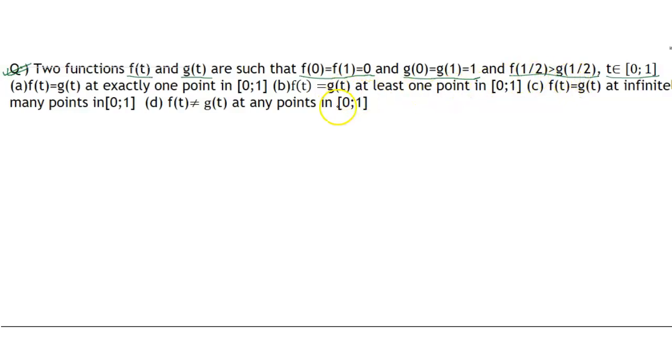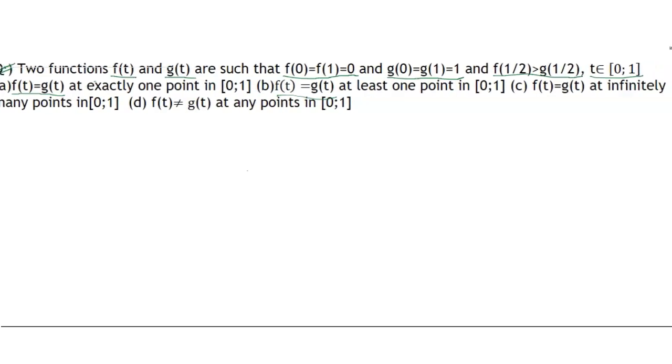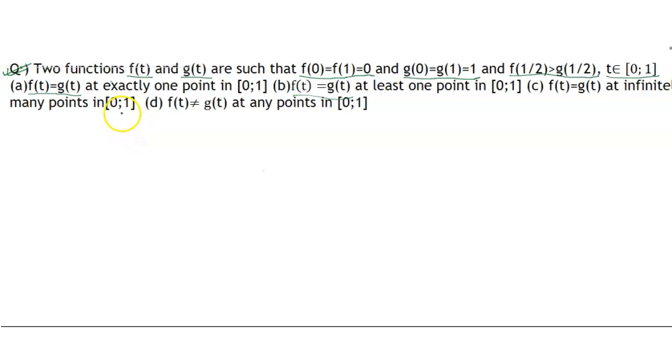Then, t belongs to [0, 1]. Option A: f(t) equals g(t) at exactly 1 point in [0, 1]. Option B: f(t) equals g(t) at at least 1 point in [0, 1]. Option C: f(t) equals g(t) at infinitely many points in [0, 1]. Option D: f(t) does not equal g(t) at any point in [0, 1]. So friends, let's try to solve this problem.